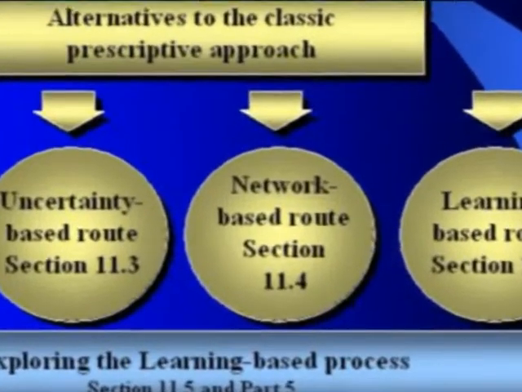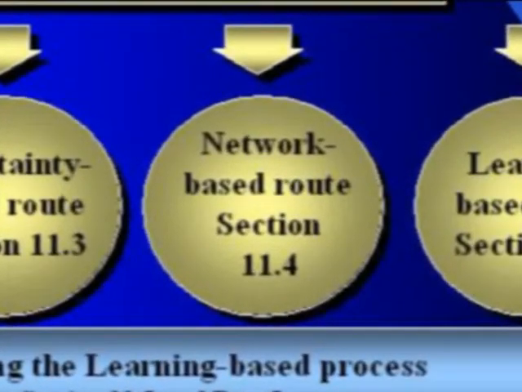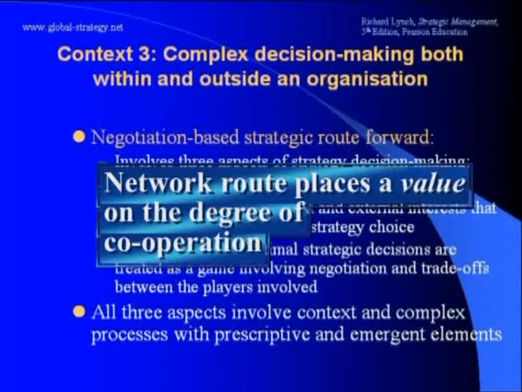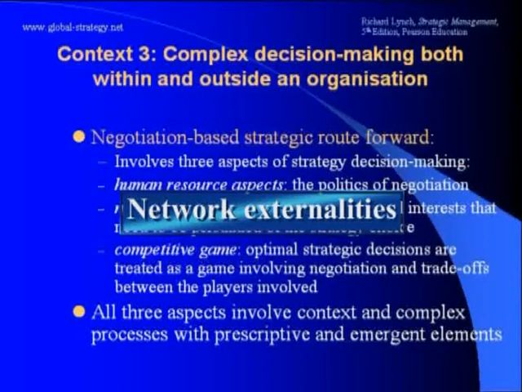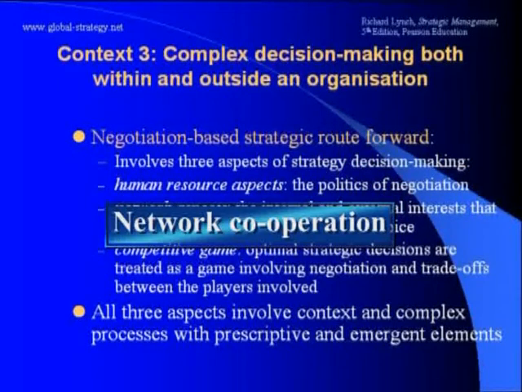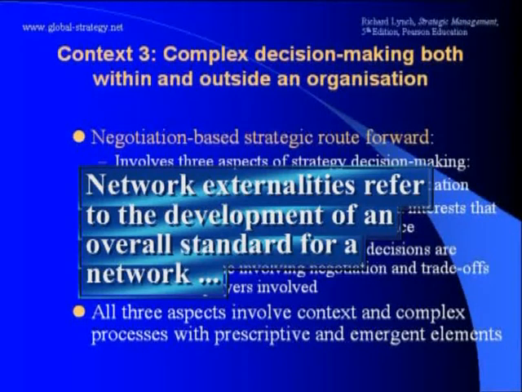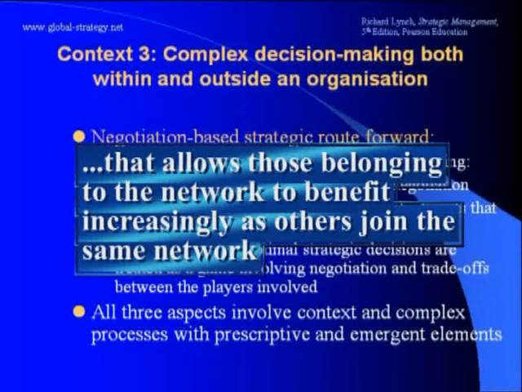Theory number 3 is the network-based strategic route forward. This explores the links and degree of cooperation present in related organizations and industries and places a value upon that degree of cooperation. The route has two aspects: network externalities and network cooperation. Network externalities refer to the development of an overall standard for a network that allows those belonging to the network to benefit increasingly as others join the same network.